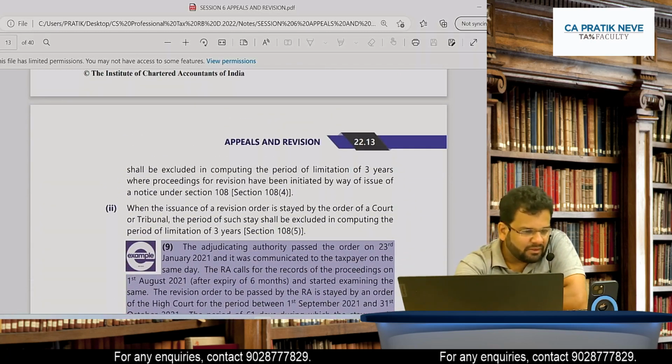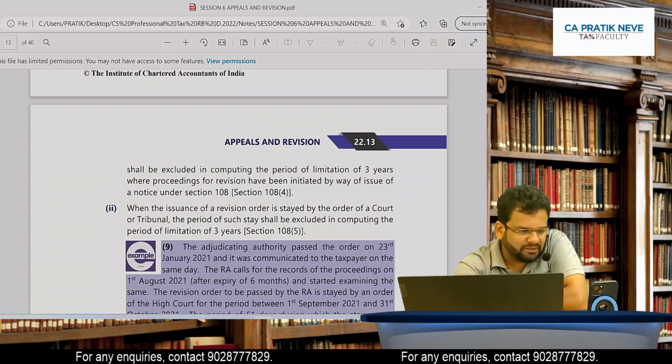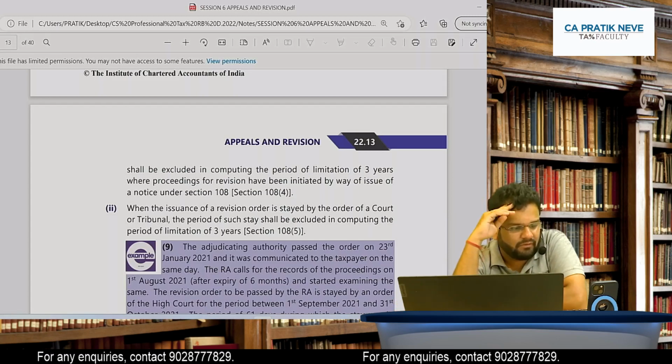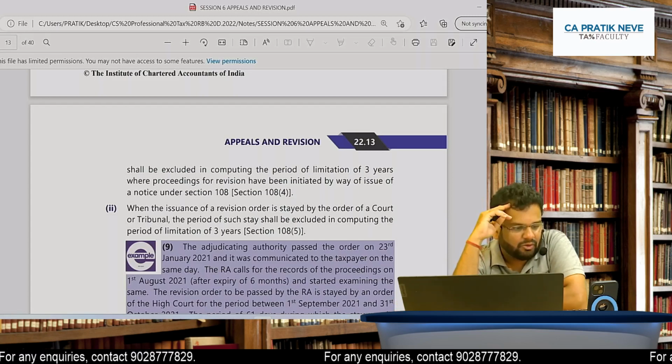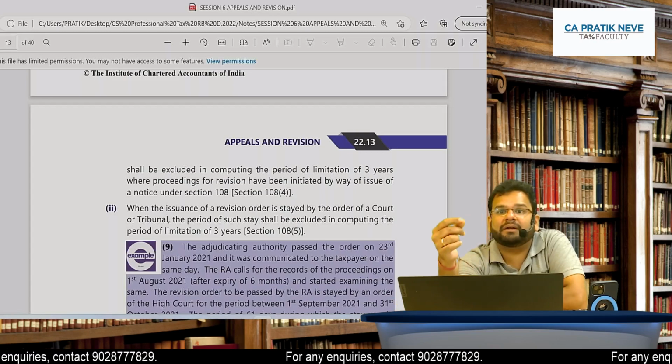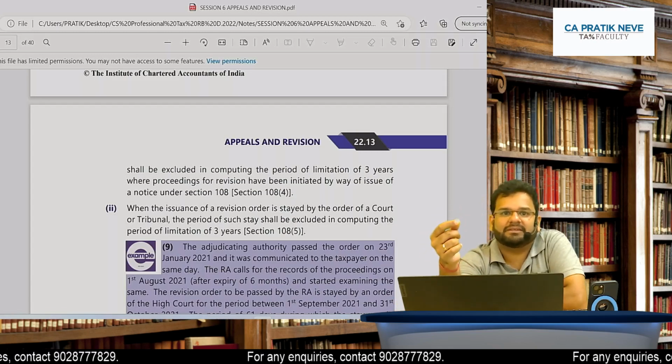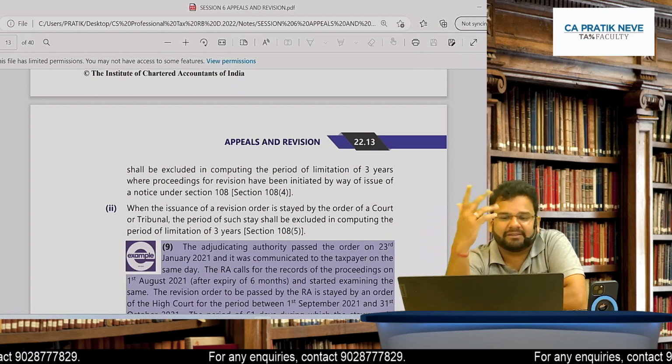What question? Sir, if the adjudicating authority passes an order which is not in favor of the department, do they have to appeal directly to the appellate tribunal? Yes. In the hierarchy, there is no one else.